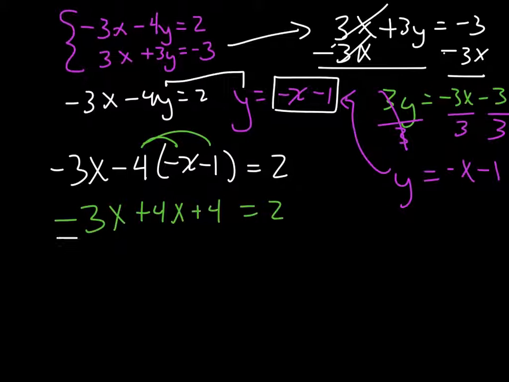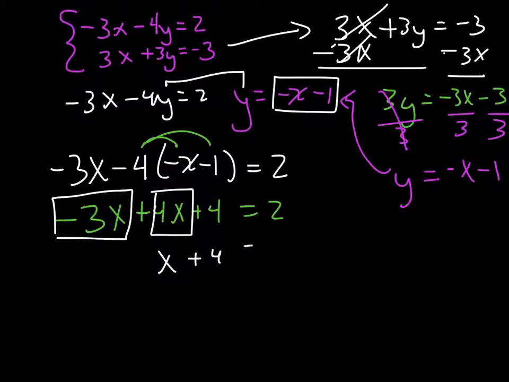I then have to combine like terms. So a negative 3x and a positive 4x is x. Bring down everything else. X plus 4 equals 2. Subtract the 4. And I get x equals negative 2.